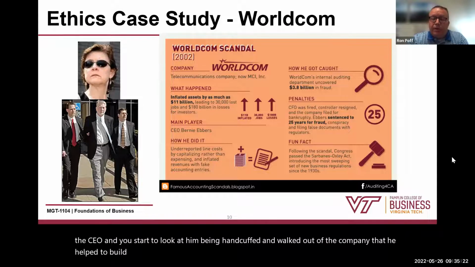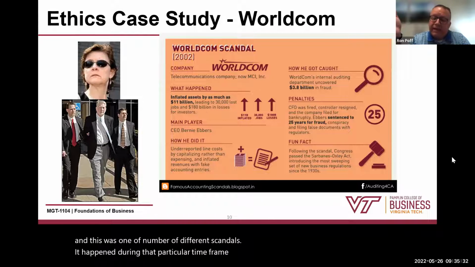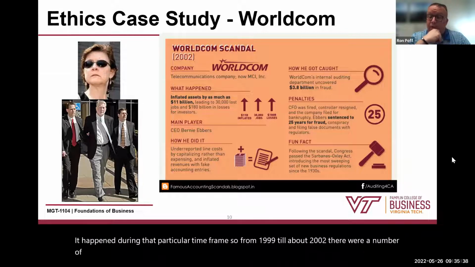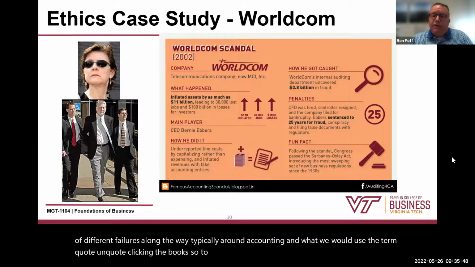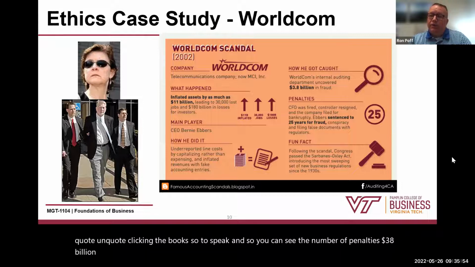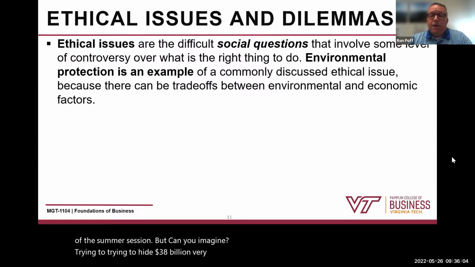And the other reason why we bring up this is that after this particular scandal, and this was one of a number of different scandals that had happened during that particular time frame, from 1999 till about 2002, there were a number of different failures along the way, typically around accounting, what we would use the term "quote unquote" cooking the books, so to speak. And so you can see the number of penalties, $3.8 billion in fraud. We're going to cover accounting and finance towards the end of the summer session, but can you imagine trying to hide $3.8 billion? Very, very difficult.